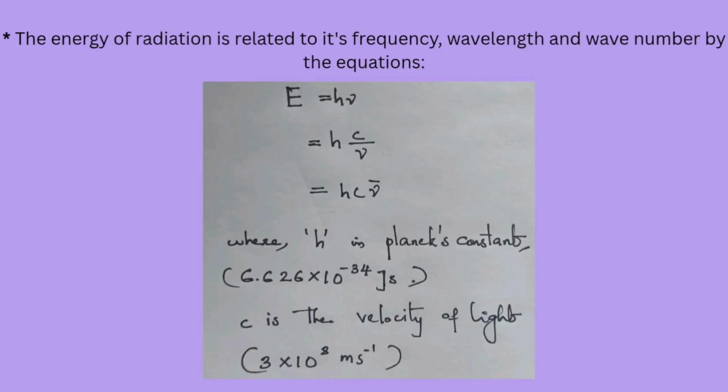The energy of radiation is related to its frequency, wavelength and wave number by the equation E is equal to h nu, which is equal to hc by lambda, which we can also write as hc nu bar, where h is the Planck's constant, 6.626 into 10 raised to minus 34 joule second. C is the velocity of light, that is 3 into 10 raised to 8 meter per second.